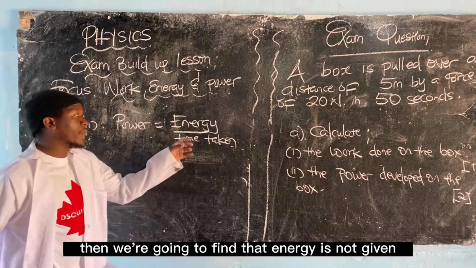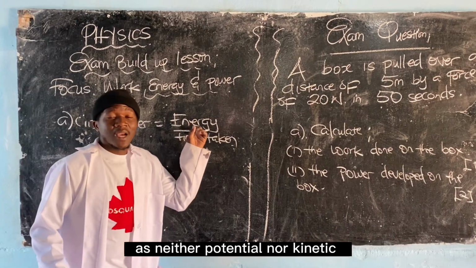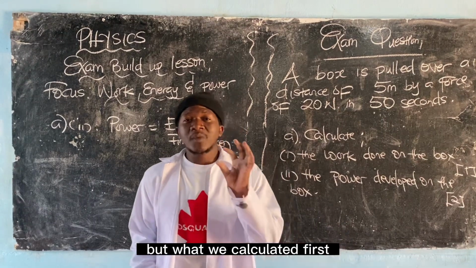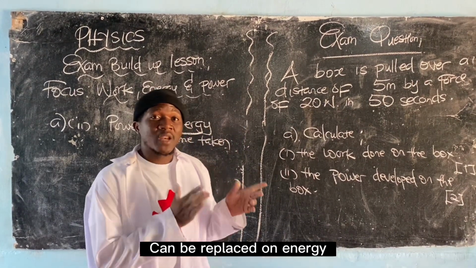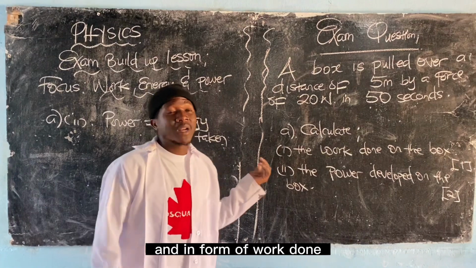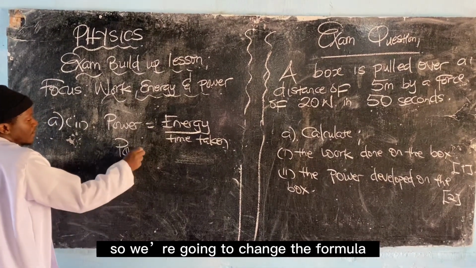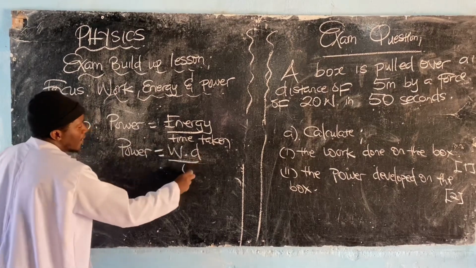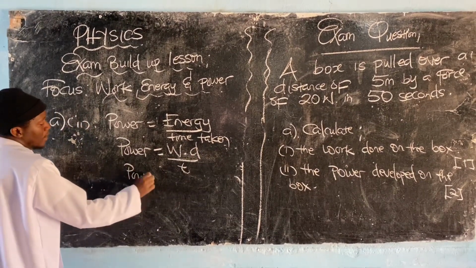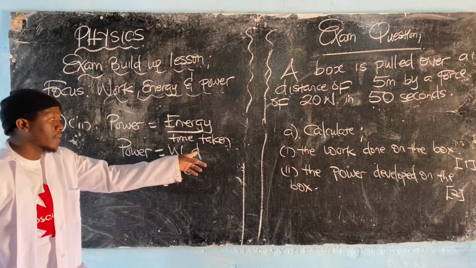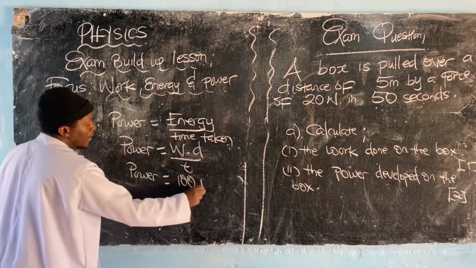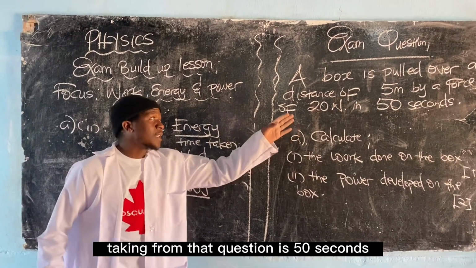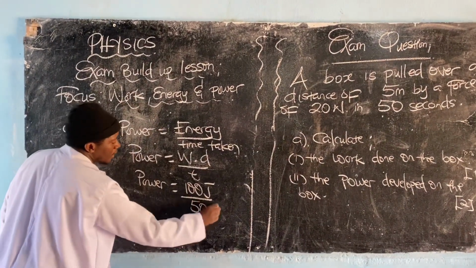Then we're going to find that energy is not given, as it's neither potential nor kinetic or any other form of energy. But what we calculated first can be placed as energy and it's in the form of work done. So I'm going to change the formula where it's going to become energy. We're going to say work done over time. So power then is going to be, we had calculated the value, so this becomes 100 joules over the time taken from that question, which is 50 seconds. So I'm going to say 50 seconds.